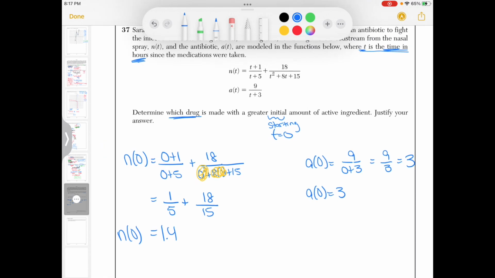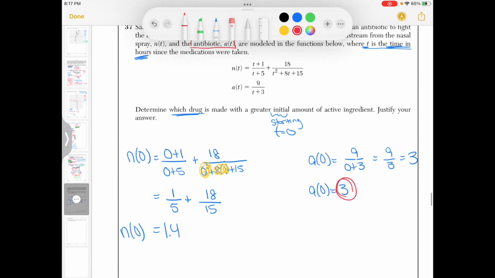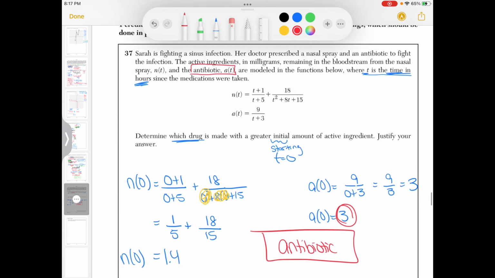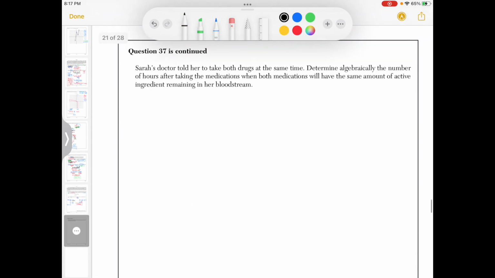So it's asking which drug had the greater initial amount. It's definitely the 3 because 3 is bigger than 1.4, but I have to answer the question. So we need to know what the A of T represented. The antibiotic was A of T. So my answer is going to be the antibiotic. That had more of the active ingredient initially than the other one, which was the nasal spray. Boom. Next part.